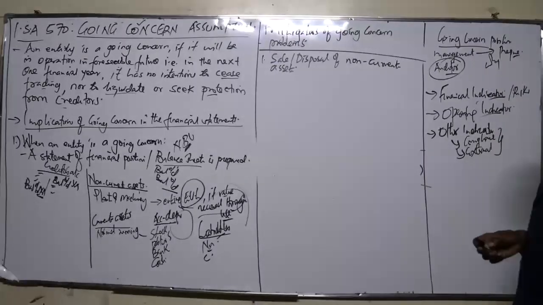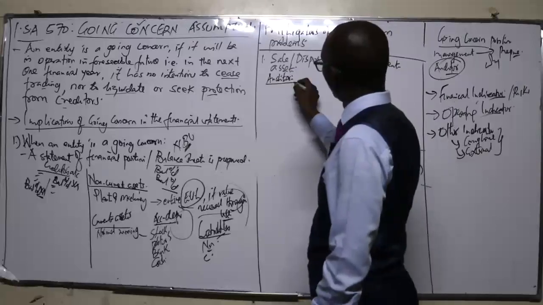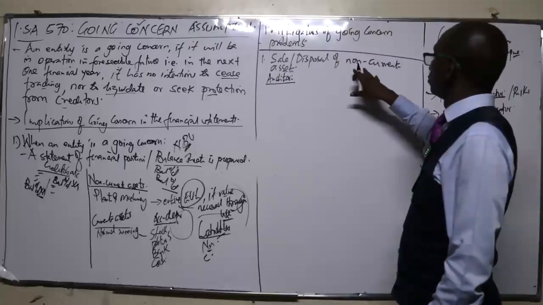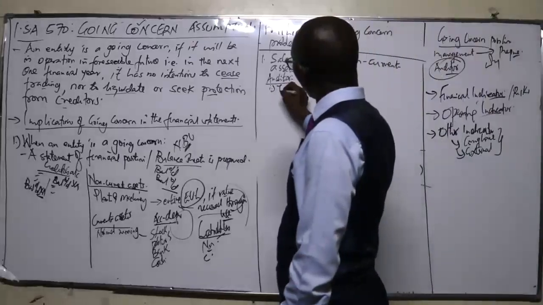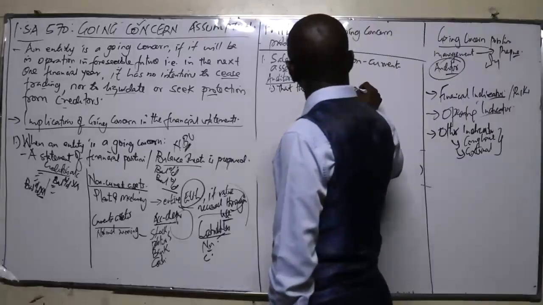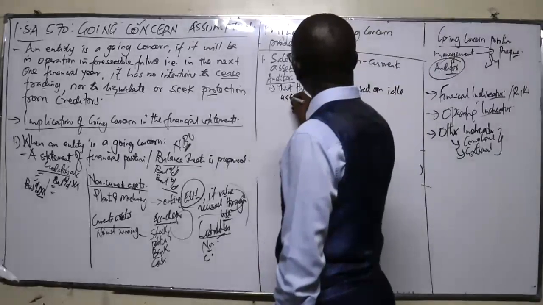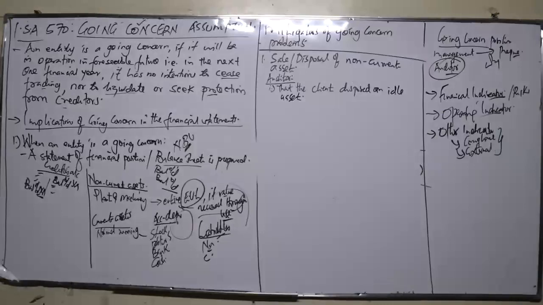Yeah, but as an auditor, you need to confirm some things here. When the client has chosen to dispose of an asset, you need to confirm, number one, that the client disposed of an idle asset. That's something that as an auditor you need to confirm. Because if care is not taken, one may fall from the frying pan into the fire.